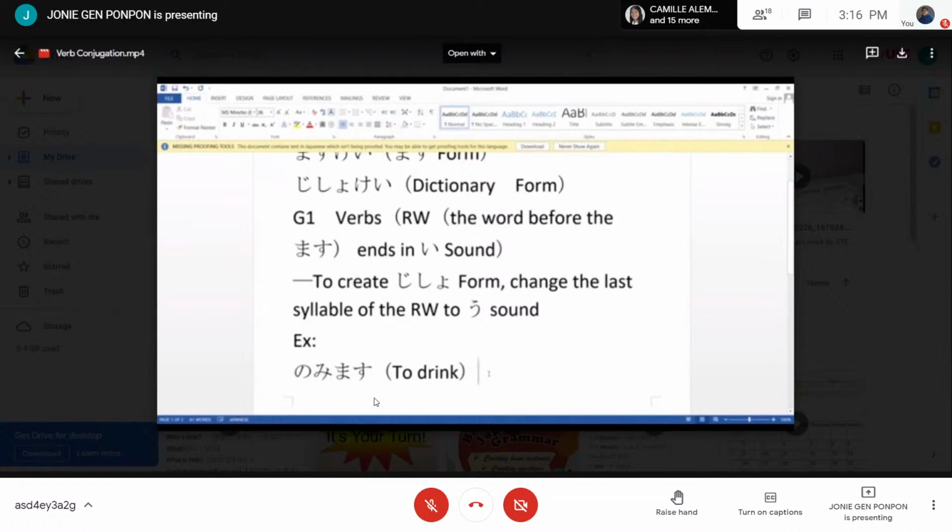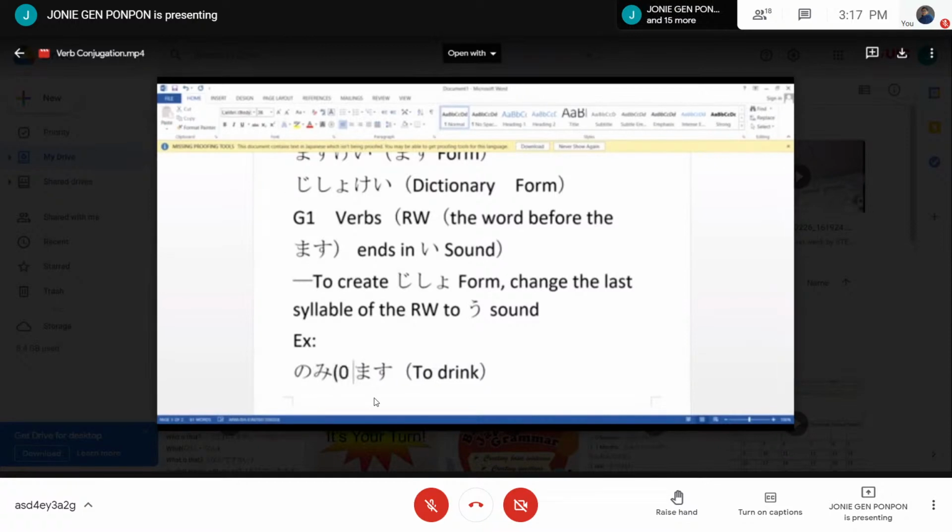Now, to convert this into jisho form, let's go back to the rule. To create jisho form, change the last syllable of the root word to u sound. Now, the last syllable is mi, right? Now, how to change it to u sound? Okay, so just go back to the M column. Okay, so ma, mi, mu, me, mo. Now, the u sound for the mi is the mu. Okay, so just change the e here.